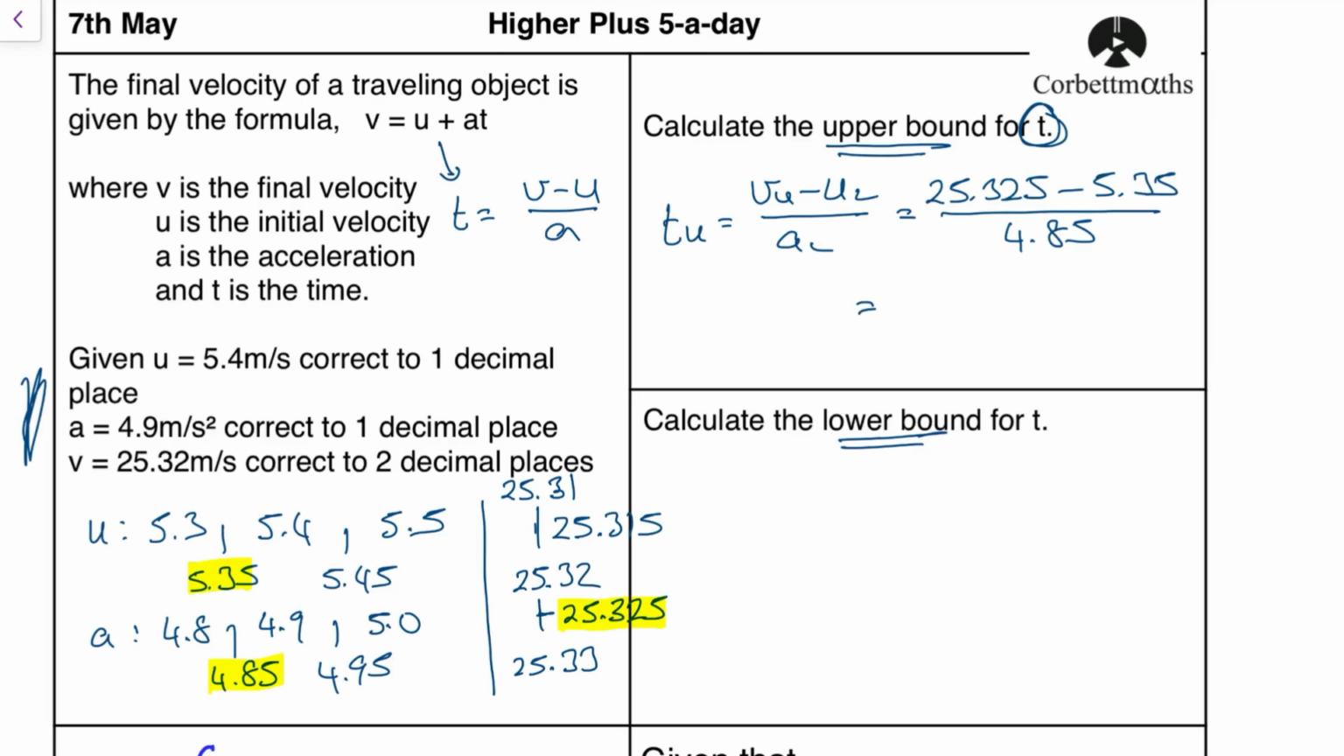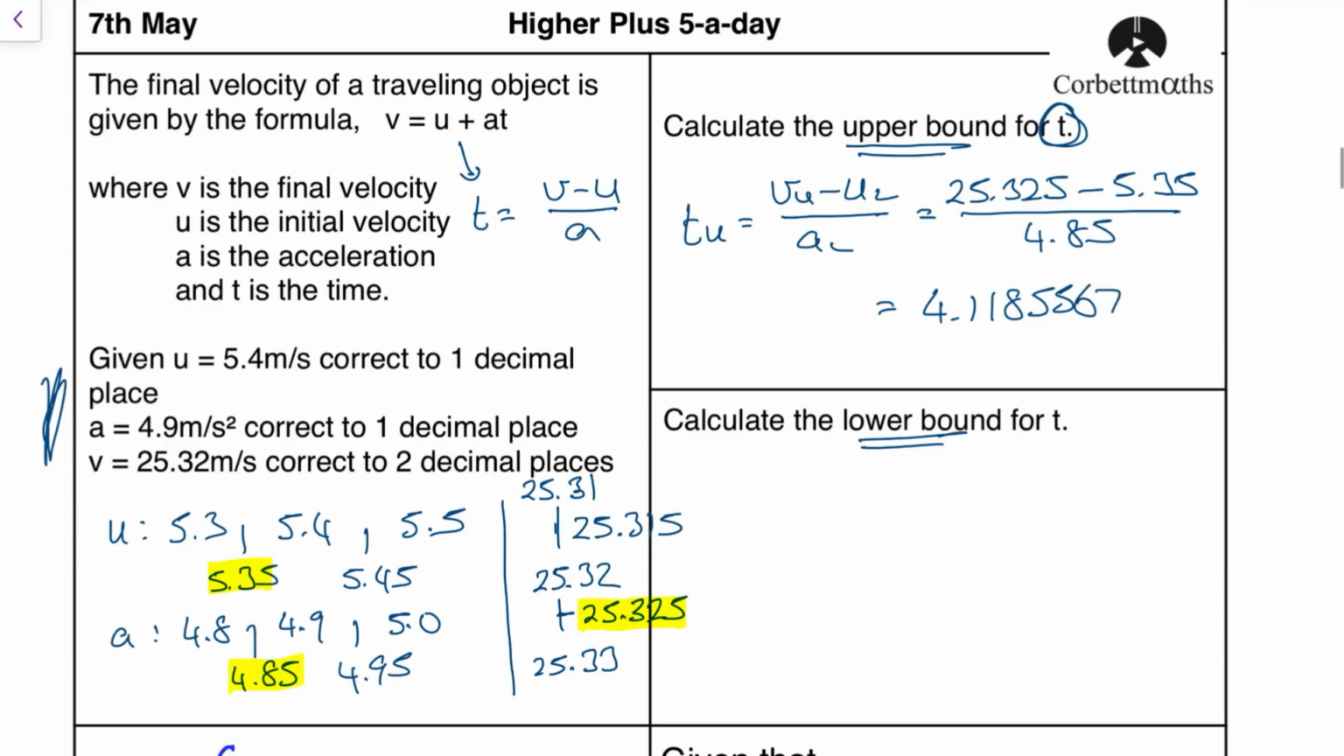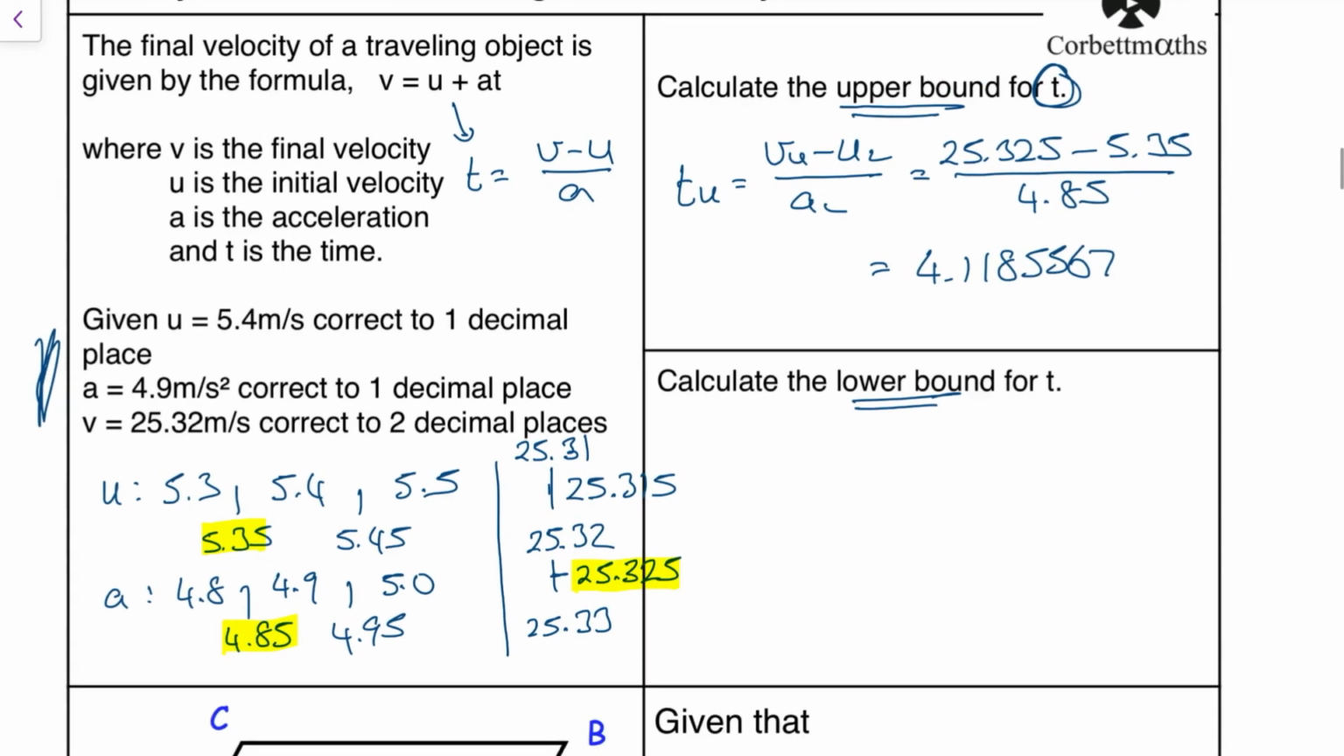Calculator out, and that gives me 4.118556. And I will carry on writing it in the real exam, let's do the 7 as well. It doesn't tell me how many decimal places to do, so I'm going to do that to at least 4 or 5 decimal places. Wow, not a nice question. However, now we've done one, the other one's not too bad. So T lower is going to be to start with the lowest value, take away as much as I can, so U upper, and then divide that by as much as I can, so A upper. So that is going to be, and I'm going to choose a different one here to get it right. So it's 25.315 minus 5.45 and divide by 4.95.